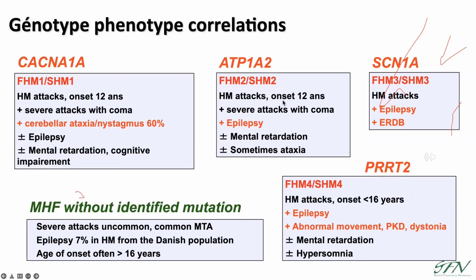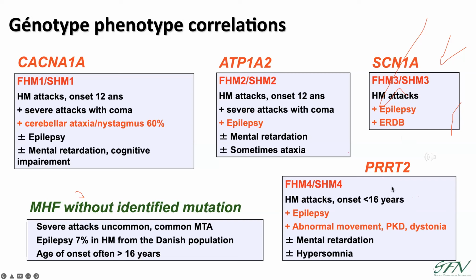In FHM2, onset is young. There is a risk of severe attacks. Epilepsy is very common. Cognitive troubles are possible, and ataxia is very rare. In the sodium channel mutation, people have hemiplegic migraine attacks. They have epilepsy in numerous cases, and they also have these bizarre short visual symptoms.